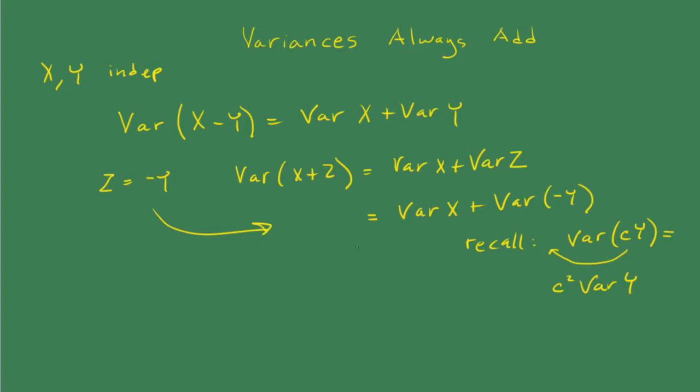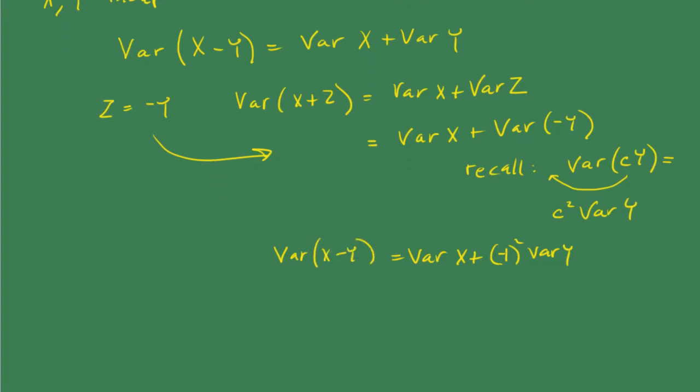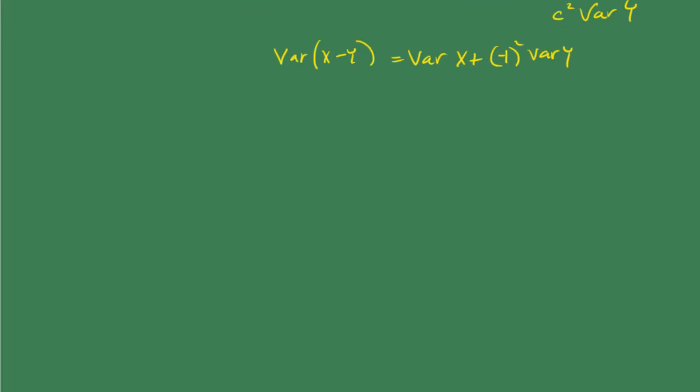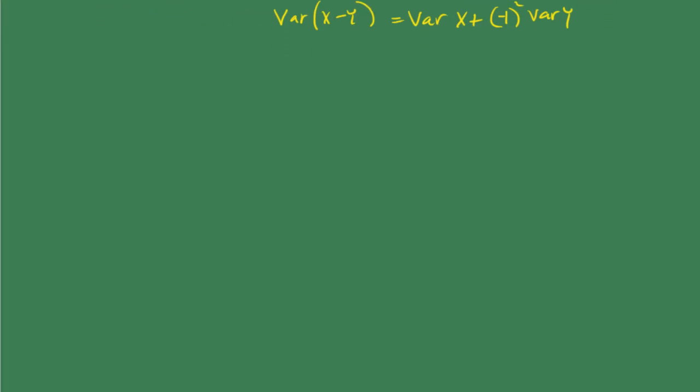So you can see how now we've got the variance of x plus minus 1 squared times the variance of y. And of course, now we're done. Minus 1 squared is 1. And so, when we did our substitution back here, it was the sum of the variances. Okay, fine algebraically, but still that doesn't really make the concept any easier to understand.